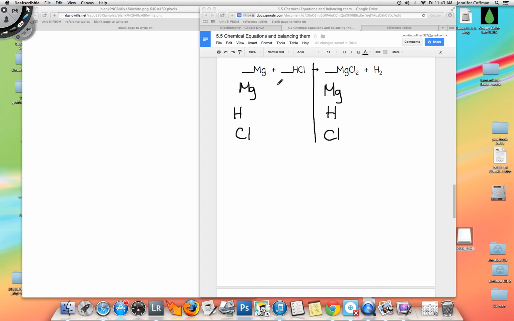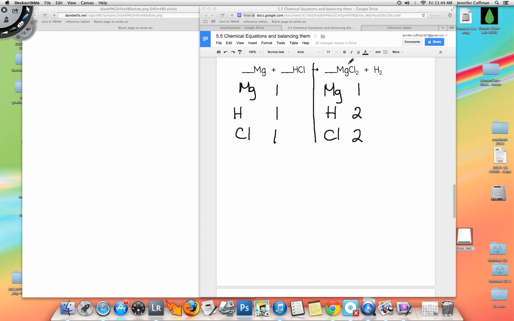Alright, let's count. 1 magnesium, 1 hydrogen, 1 chlorine. Right now there's ones here. It's not balanced. Oh, I didn't put a squiggly line there. 1, 1, 1. Now let's do this side. 1 magnesium, 2 hydrogens. See the 2 hydrogens there? It's diatomic. And chlorine, there's 2 of them. This is not diatomic chlorine.